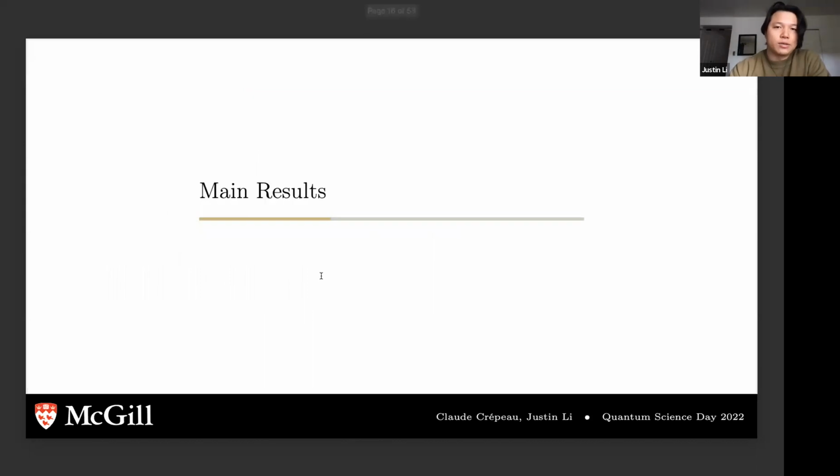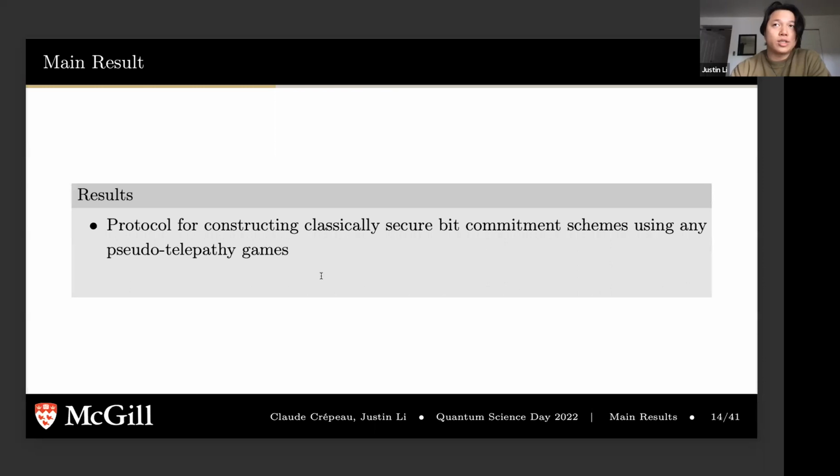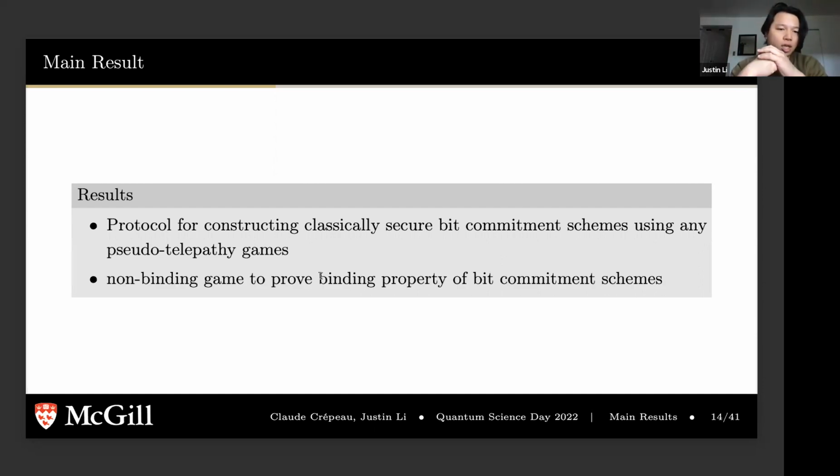All right, now we can go on to the main result. What we have achieved in this work is that we devised a protocol to construct classically secure bit commitment schemes using any non-local games, but more specifically, any pseudo-telepathy games, so non-local games that have a quantum winning strategy. And secondly, to prove that our bit commitment scheme using this protocol is classically secure, we have also defined a non-binding game to prove the binding property of this protocol.